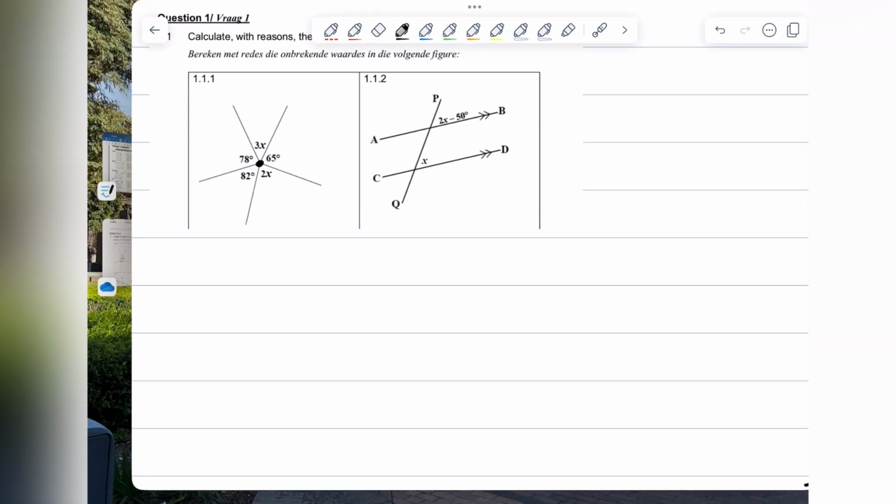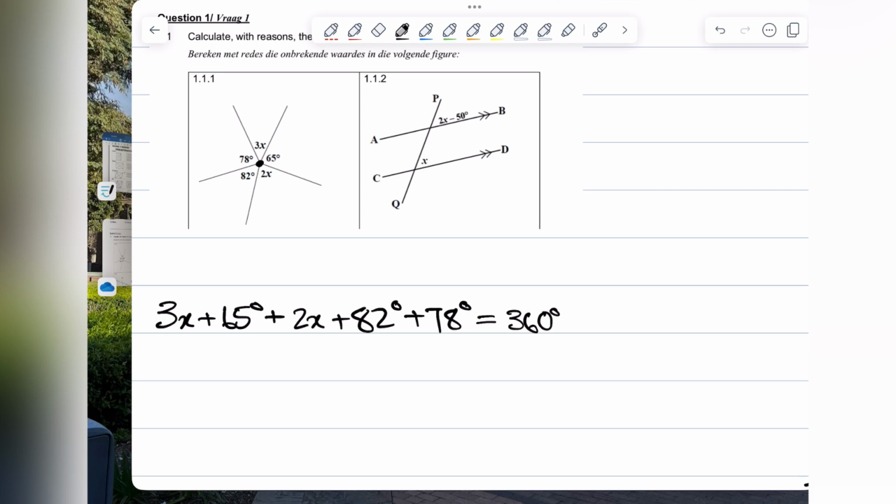So I will start with 3x. It doesn't matter where you start. You can go clockwise, anti-clockwise. You can add them, the variables first and then the numbers, or numbers then variables. Doesn't matter as long as you make sure that you add all of the angles. So jy kan dan begin, ek sal begin met 3x. So 3x plus 65 grade plus 2x plus 82 grade plus 78 grade. En dit is als gelyk aan 360 grade. So that is the equation, adding up all the angles and putting them equal to 360.